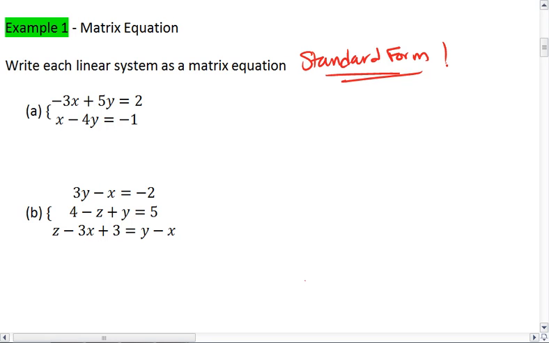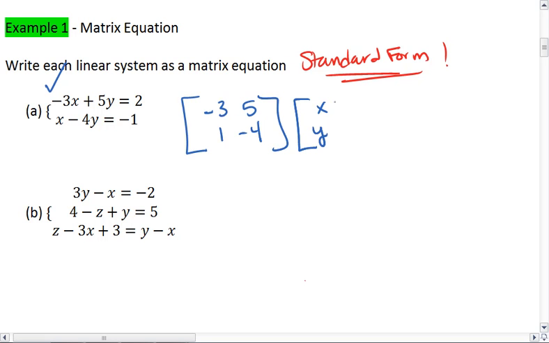Meaning I want them to all be written in terms of ax plus by equals our solution, or ax plus by plus cz equals the solution. This first example is already in standard form, so I can just automatically put it into a matrix equation. I get negative 3, 5, 1, negative 4 times the variables x, y equals 2, 1.